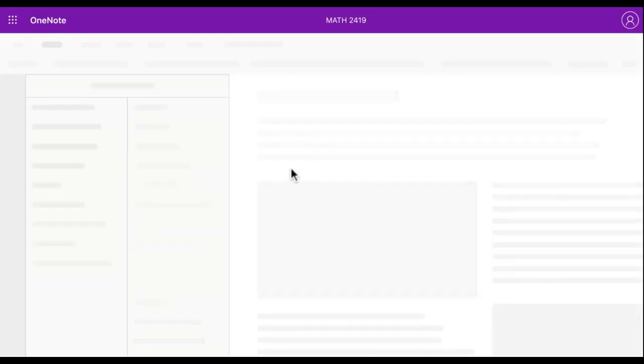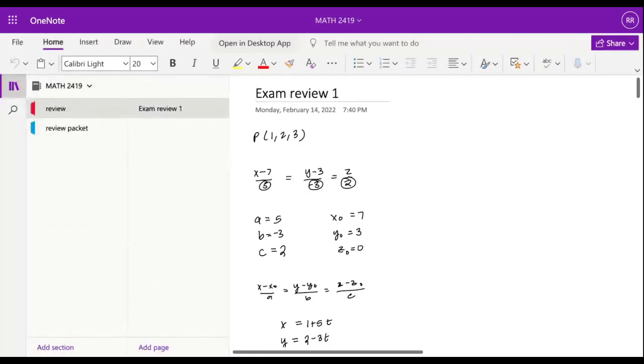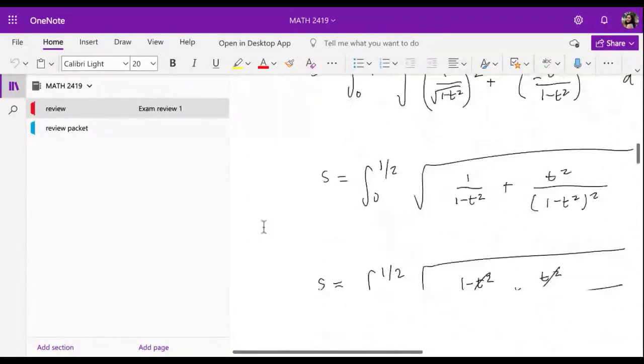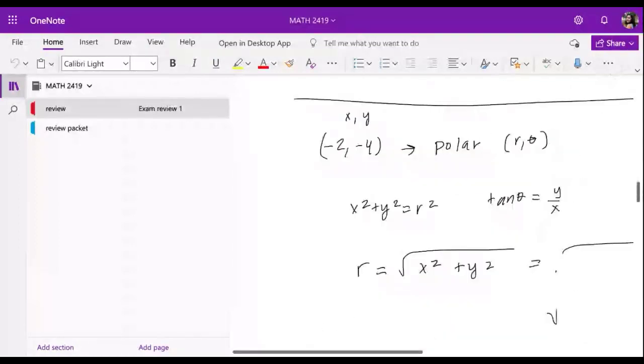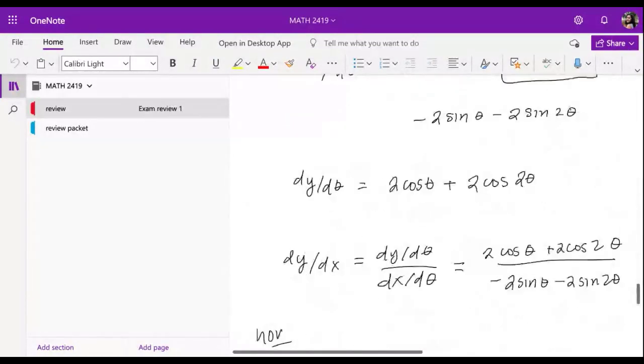Can everyone see my screen? I don't think so. Yes, we can still see it. Okay, perfect.